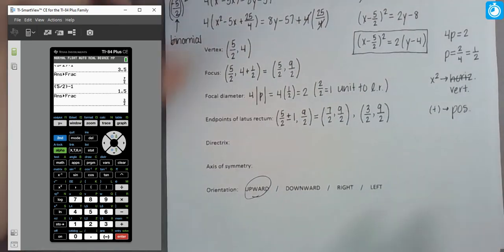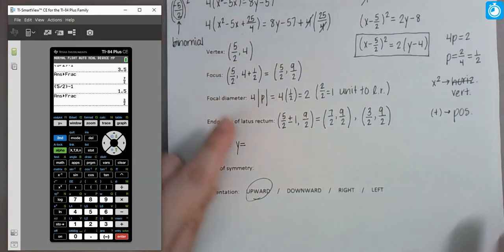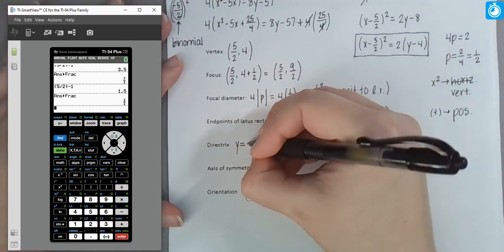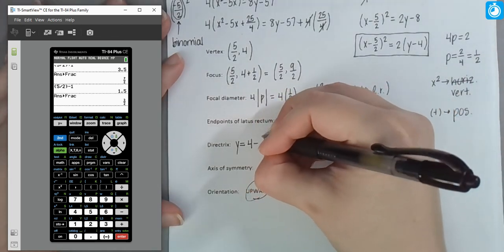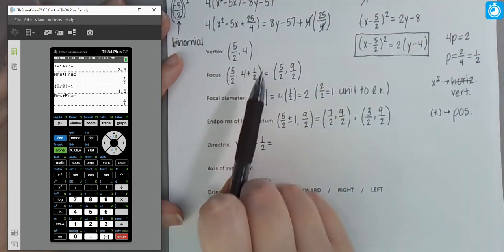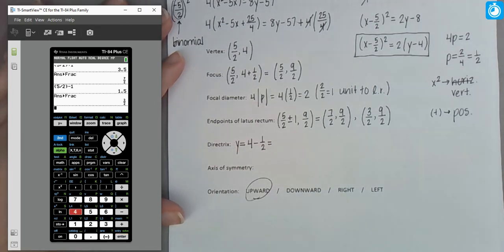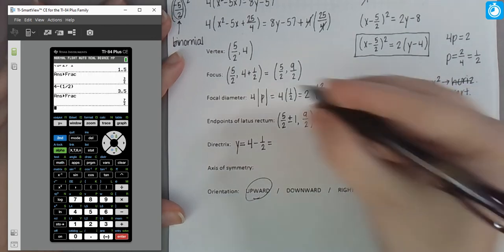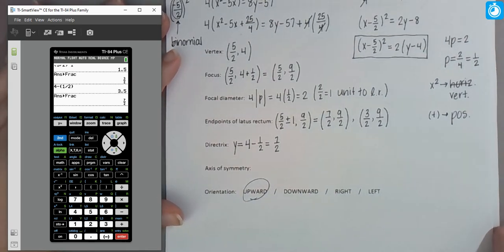So it's going to be of the form y equals, we're starting at the vertex, which has a y coordinate of 4, and then we are subtracting p. So it's p units, in this case, below. So if the focus is p units above 4, the directrix is p units below 4. So 4 minus 1/2. You may not even need to do this one using the calculator, but just for the sake of doing it, if it helps, that's going to be y is equal to 7/2.